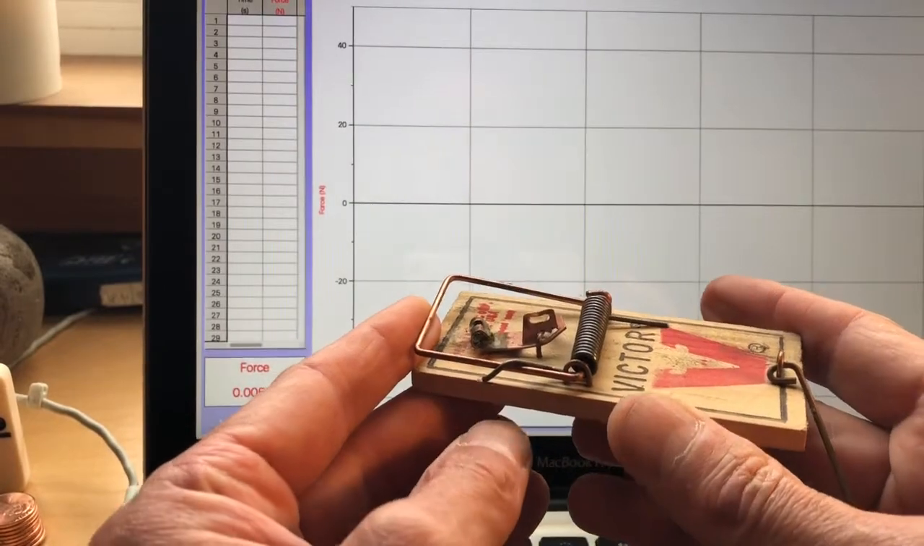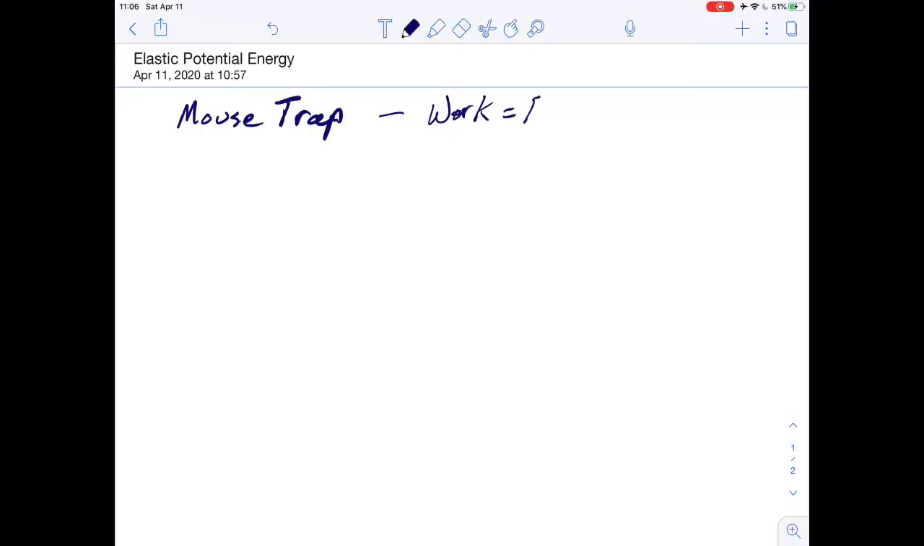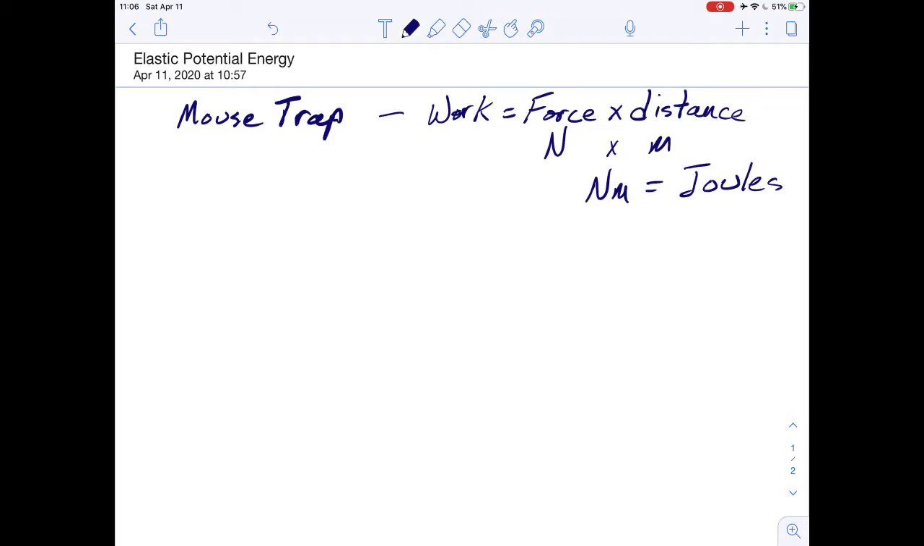And if you recall, the formula for work is force times distance. Okay, work equals force times distance. And since force and distance are going to be newtons times meters, you get newton meters, and that equals joules of energy. So remember that, please.